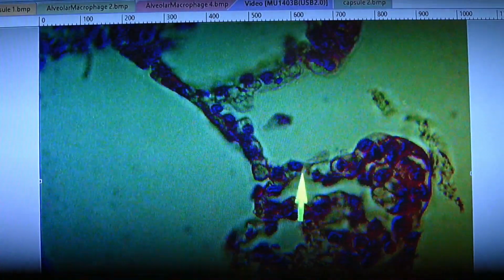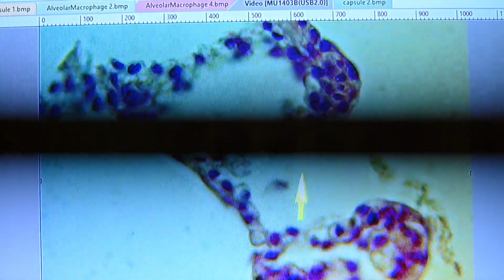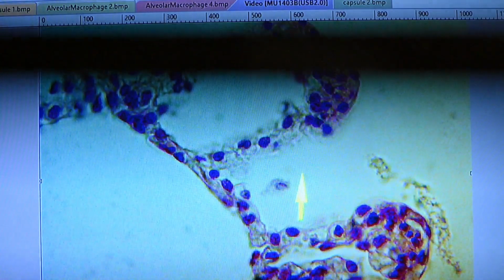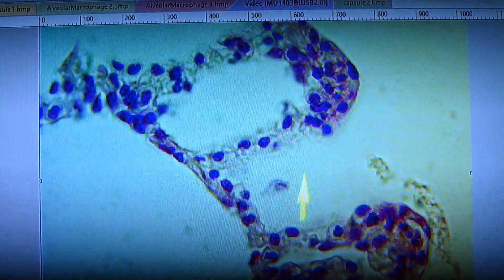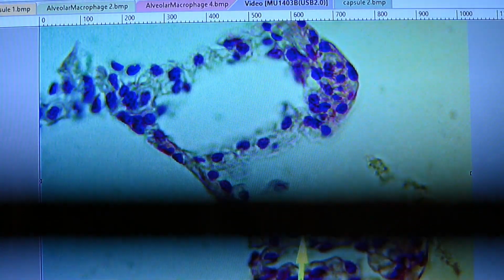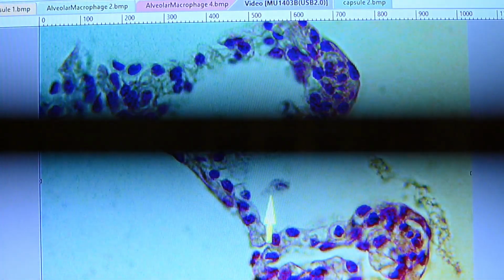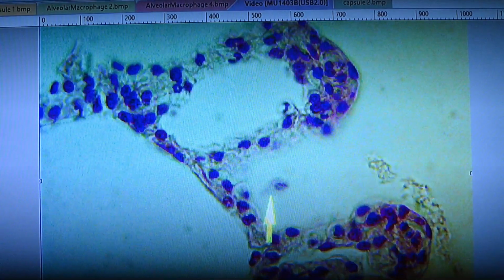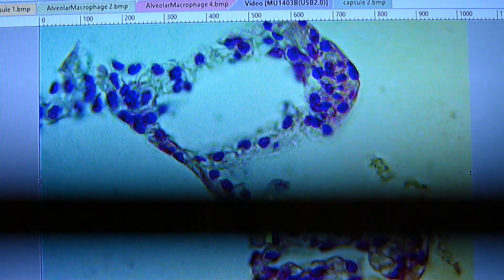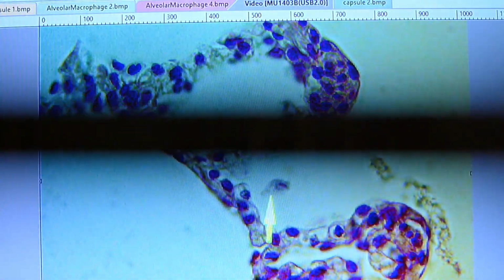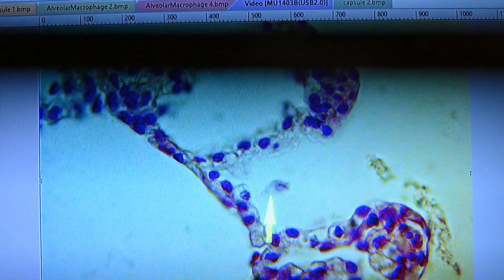I've stumbled onto a small displaced cell right here in the section. This is where you might think it could be a dust cell, this tiny cell right here. That's probably just a displaced type 1 alveolar cell, a flat cell that came off the wall and is just kind of floating out there away from the alveolar wall right here.